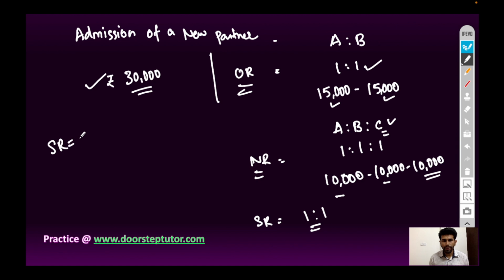Sacrifice ratio formula is: sacrifice ratio equals old ratio minus new ratio. In case of admission of a new partner, the old partners will sacrifice their profit. So in case of admission of a partner, there will be old ratio, new ratio and sacrifice ratio.